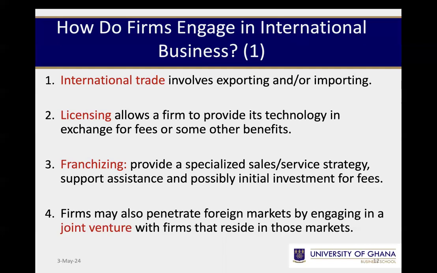Then comes the aspect of licensing. Licensing here allows a firm to provide its technology to another in another country, for example, in exchange for fees, royalties, or some other benefits. So here, many producers of software, etc., actually can license the software to another. And in this case, they receive fees for the use of those software, etc.